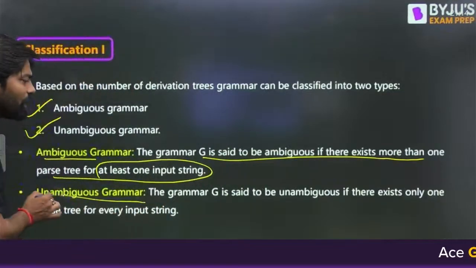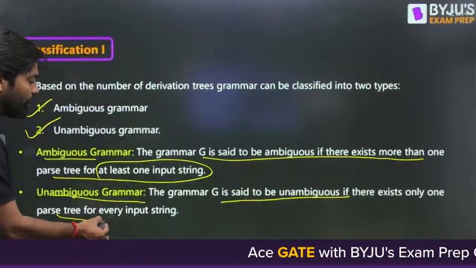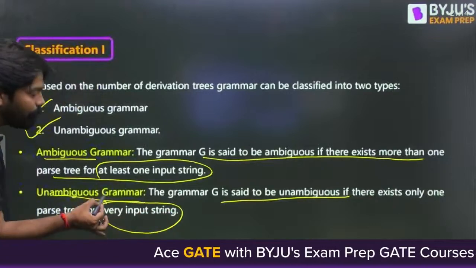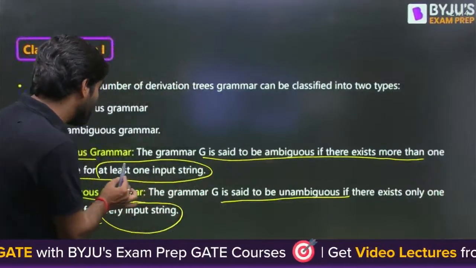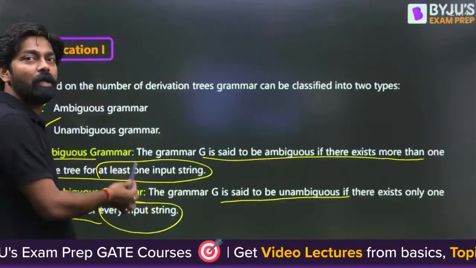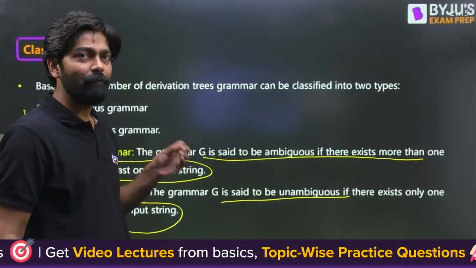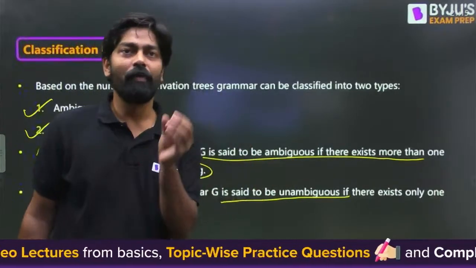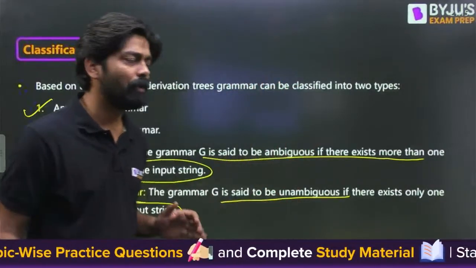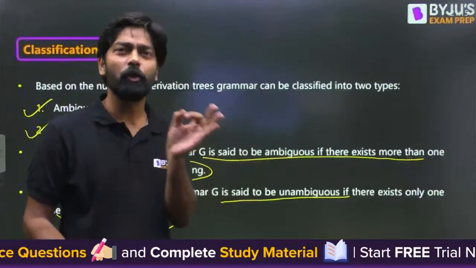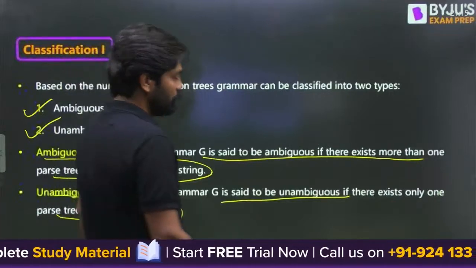What is the meaning of unambiguous grammar? The grammar G is said to be unambiguous if there exists only one parse tree for every input. For every input, if we have one parse tree, it is unambiguous. And if there exists one input for which we have more than one parse tree, it means ambiguous grammar. Are you getting my point? Otherwise, it is unambiguous. Unambiguous means for all inputs there should be one parse tree. I think it is clear.